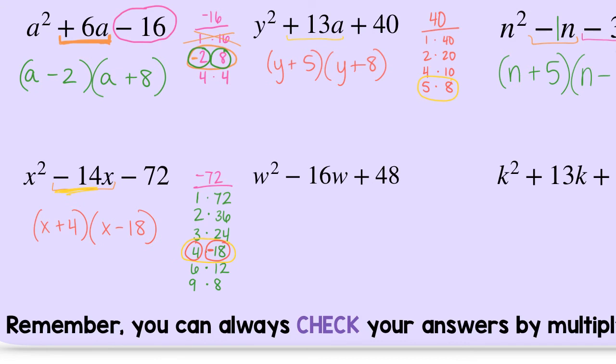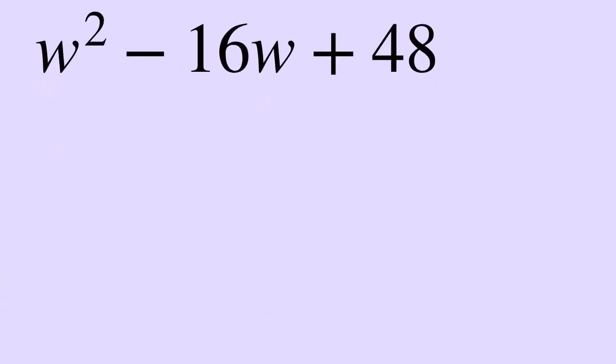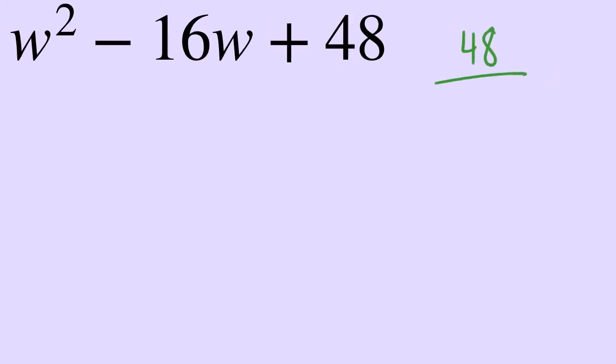All right, so in the next one, that's a +48. +48, but the middle number is negative. So if you remember when we did one like this before, the only way that I can end up with a positive number when I multiply and a negative number when I add is if both of my factors are negative. So that's what's going to happen here. Let's go ahead and start listing the factors though.